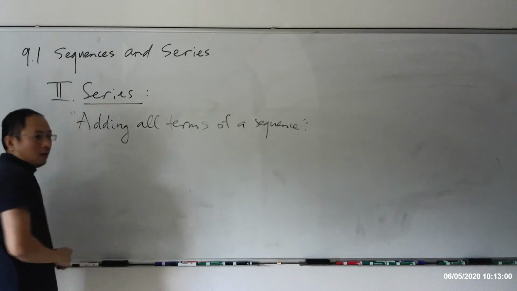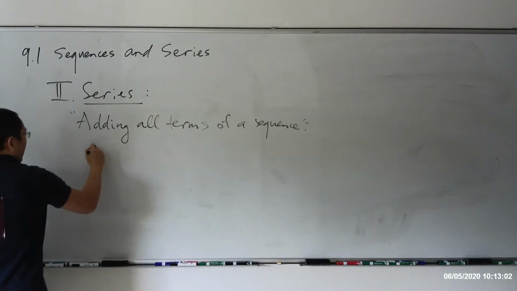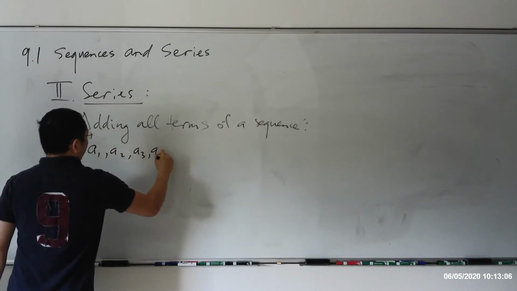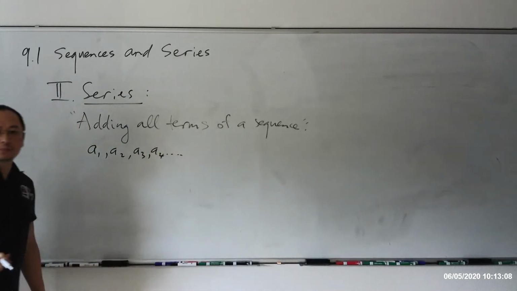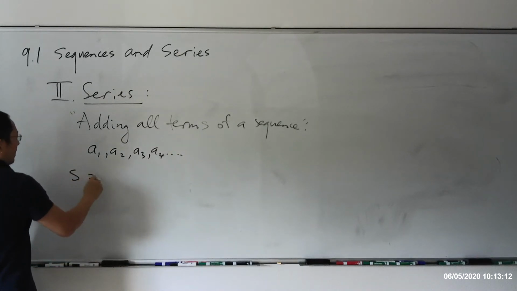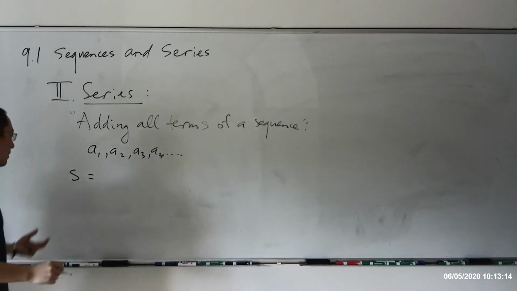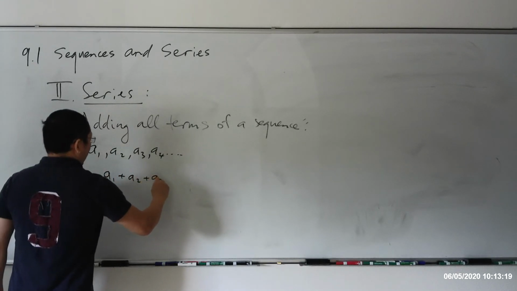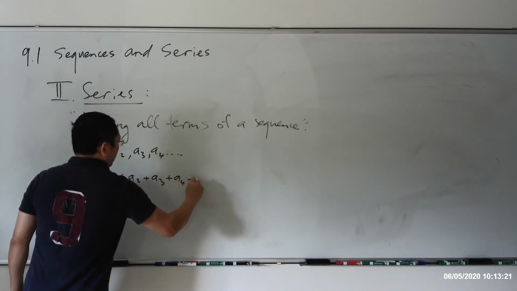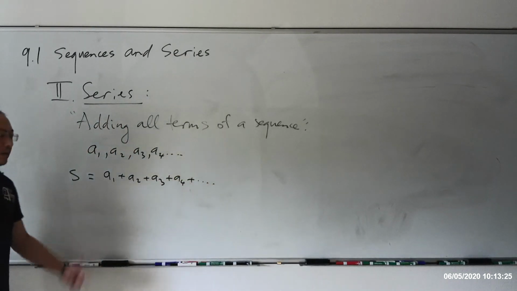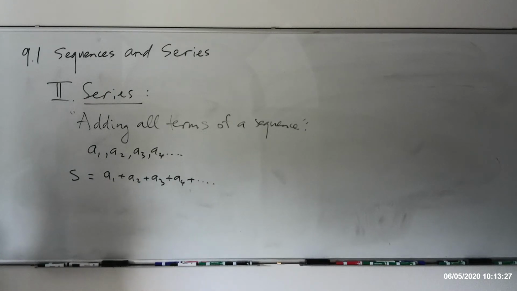Okay? So, say I got a sequence: A1, A2, A3, A4, and so on. We're going to add all the terms together, denoted by S. Think of S, and for series it could be sum. This is A1 plus A2 plus A3 plus A4 plus whatever. This is called the sum of all the terms of a sequence, called the series.